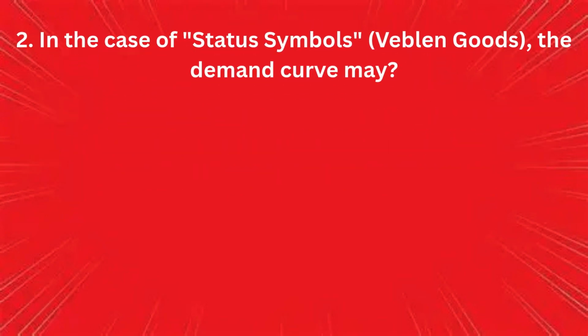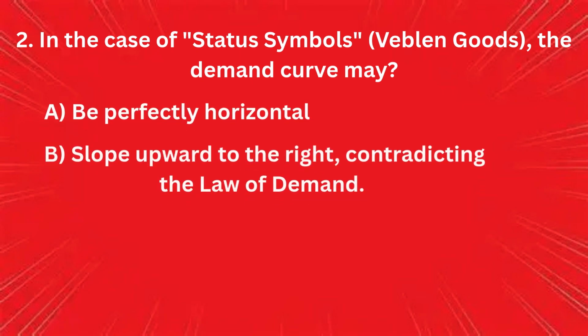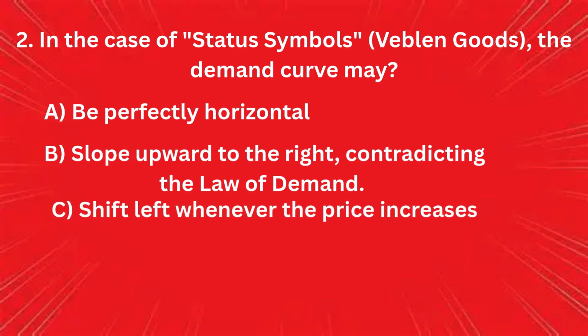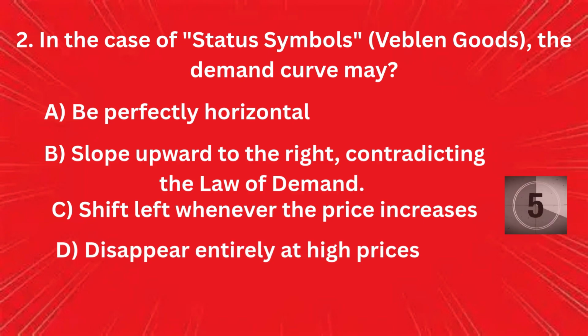2. In the case of status symbols, Veblen goods, the demand curve may A. Be perfectly horizontal, B. Slope upward to the right, contradicting the law of demand. C. Shift left whenever the price increases, D. Disappear entirely at high prices.